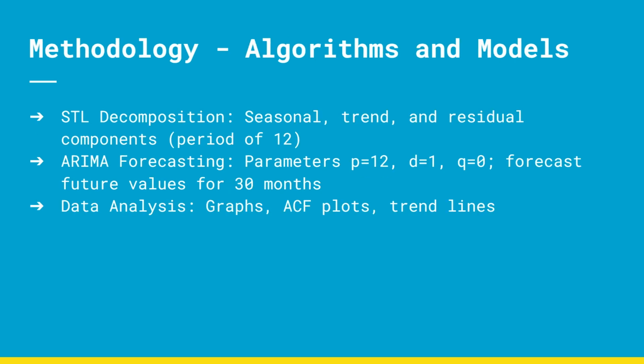For the algorithms and models that we use, I'll be doing seasonal decomposition using STL, where we will be breaking it down into three components, which are seasonal, trend, and residual, and we will be using a period of 12. For ARIMA forecasting, the parameters found were P equals 12, D equals 1, and Q equals 0. And we forecasted future values for 30 months. For data analysis, we will be seeing graphs, ACF plots, and trend lines, and we'll be evaluating all of these.